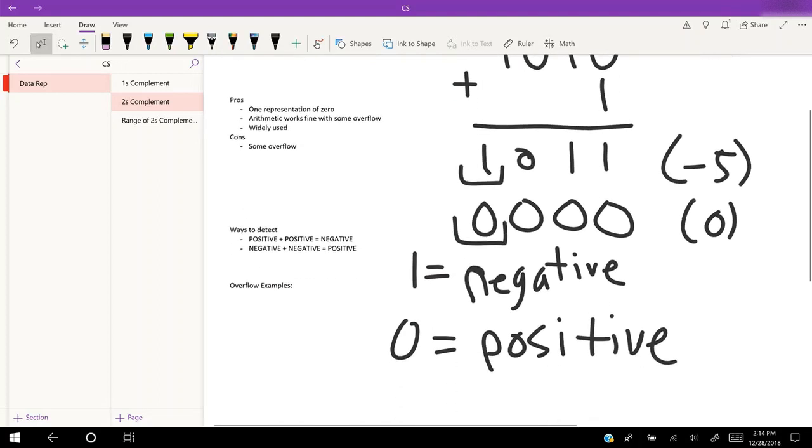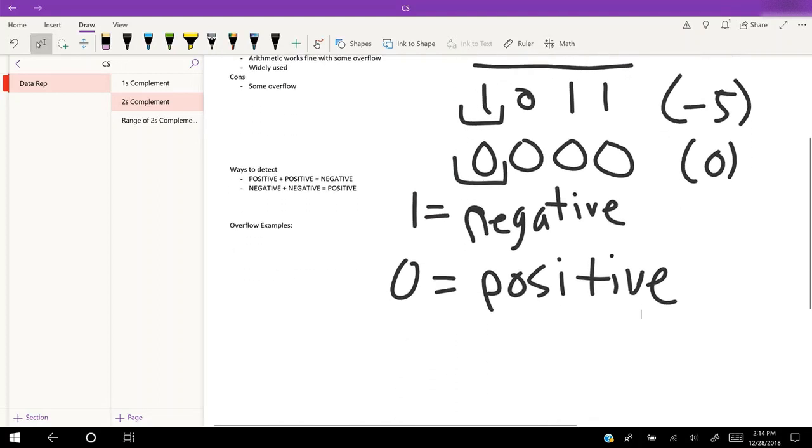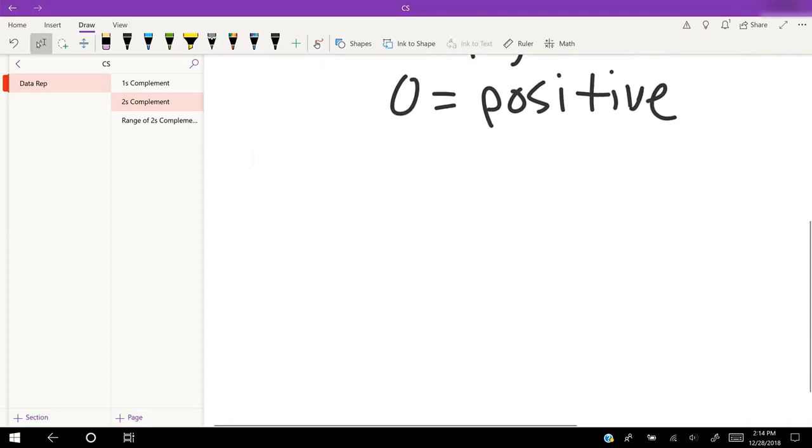So let's discuss the overflow, which is an important part. There are two types of overflow. It's when you add two positive numbers and you get a negative, which is not supposed to happen, or vice versa, if you add two negatives and you get a positive. So let's do some examples of each.